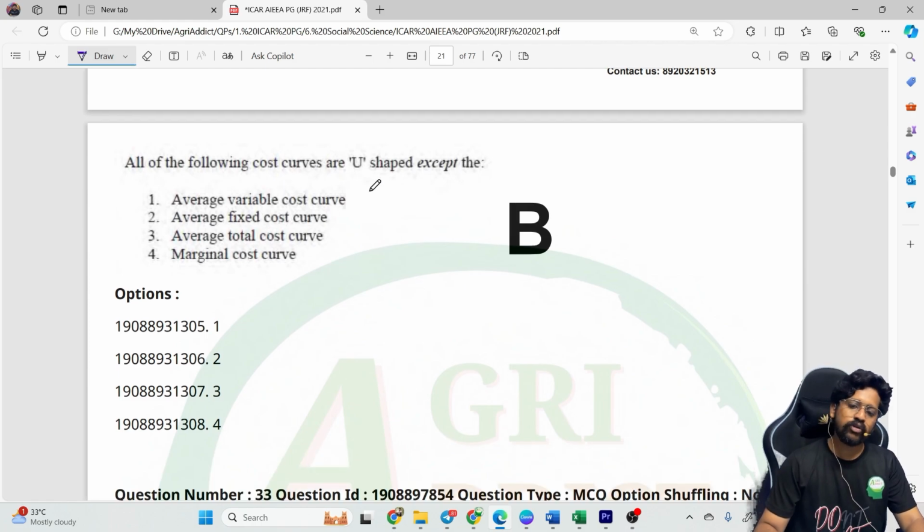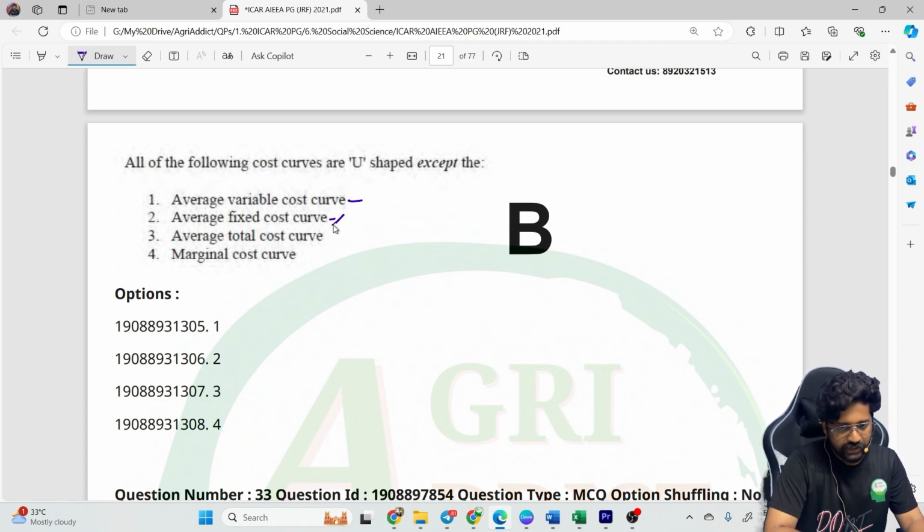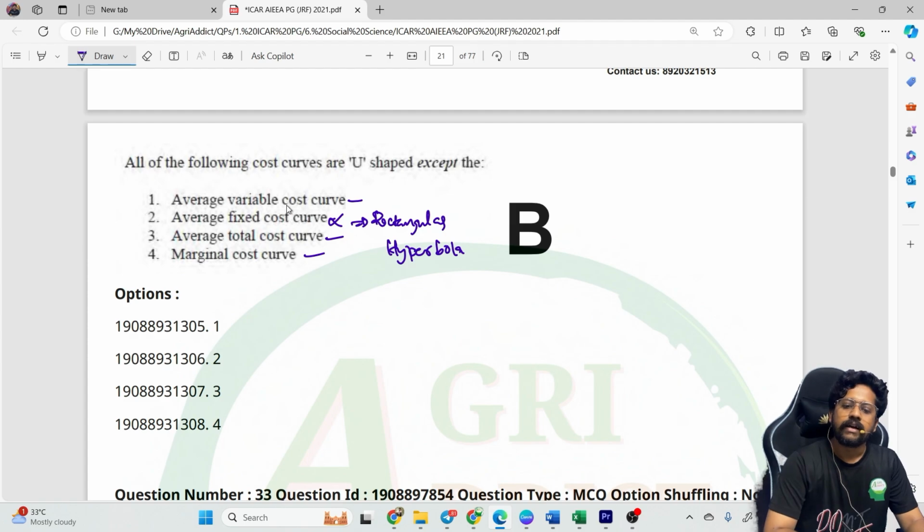All of the following cost curves are U-shaped except: average variable cost, it is a U-shaped curve. Average fixed cost, it is actually not a U-shaped curve. Average total cost curve, it is also a U-shaped curve, and the marginal cost curve also is a U-shaped curve, right? The average fixed cost curve is nothing but a rectangular hyperbola, right?